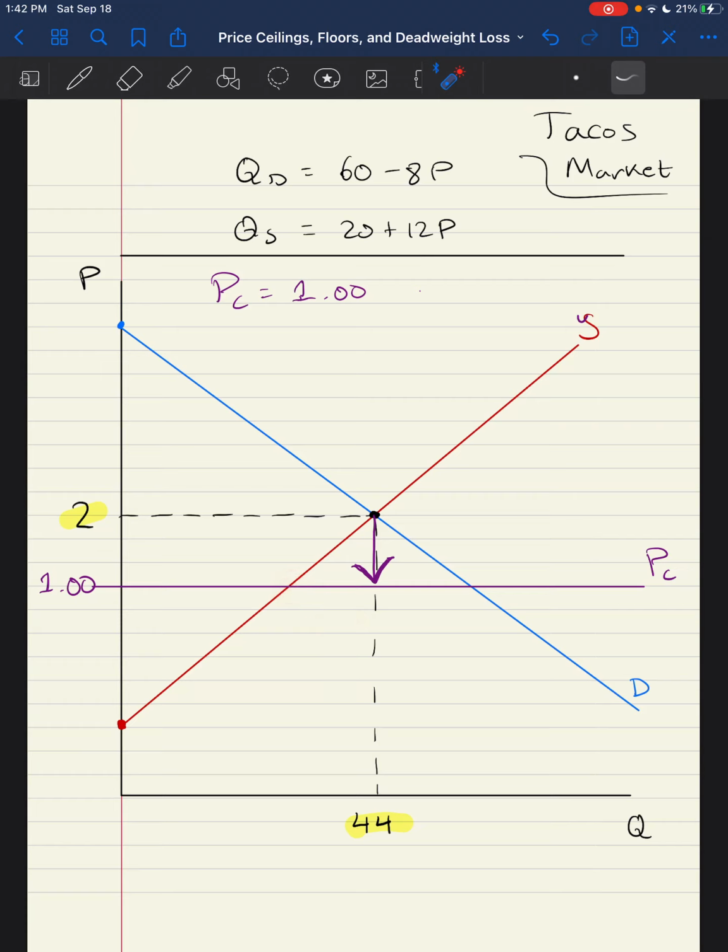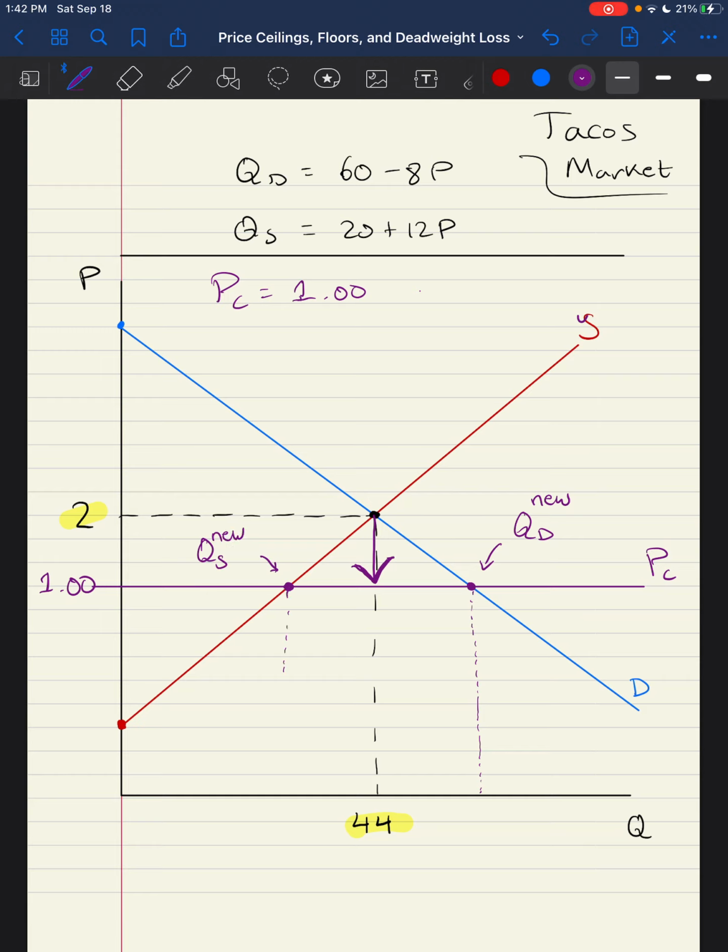Let's continue to use purple to denote what happens now. Our new quantity demanded is shown by this point. I'm going to call this QD new, and our new quantity supplied is shown by this point. This is our QS new.